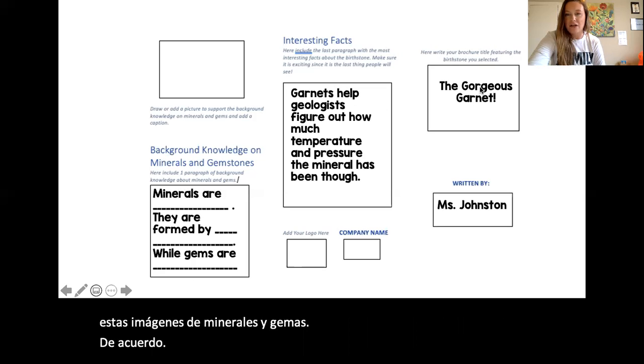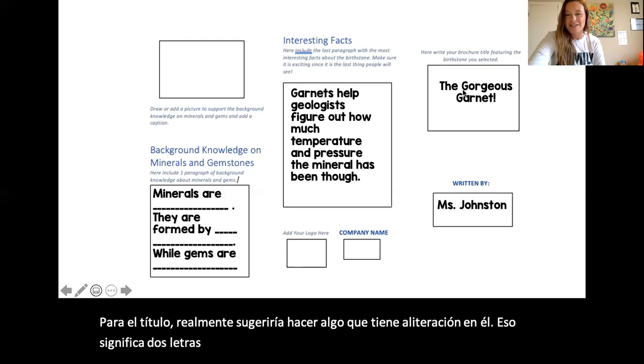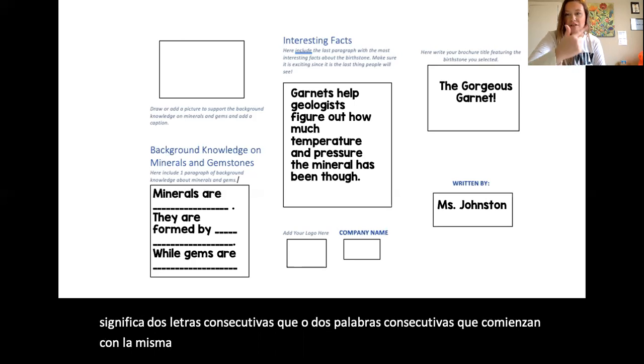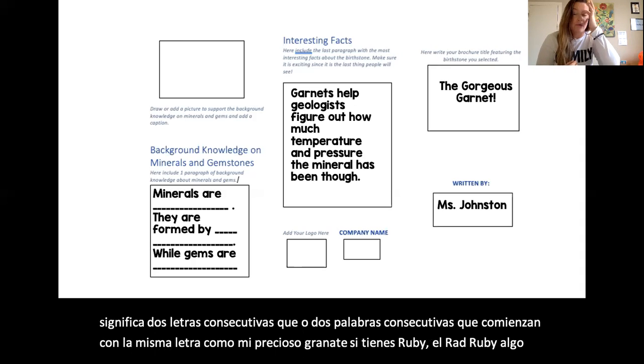For the title, I would really suggest doing something that has alliteration in it. That means 2 consecutive words that start with the same letter, like mine, gorgeous garnet. So if you have ruby, the rad ruby, something that'll make the title of your brochure a little catchier.